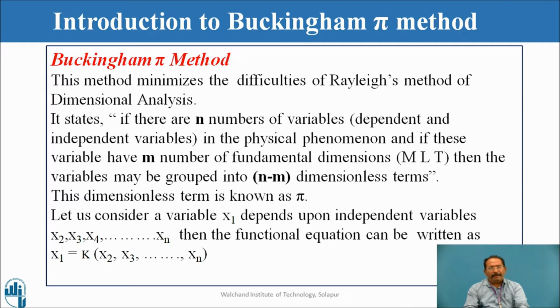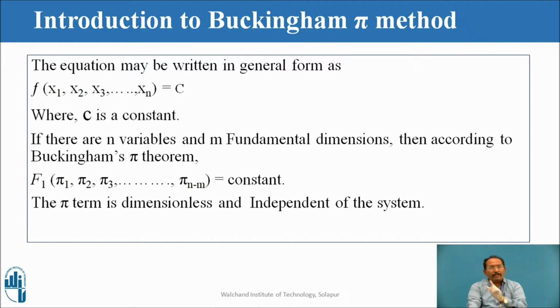Let us consider the similar way of Rayleigh's method and then we will continue with that. Let us consider a variable x1 that depends on the independent variables x2, x3, x4 up to xn. Then the functional equation we can write as x1 is equal to k into the remaining terms. x1 is dependent and all the remaining are independent terms. We can also write a function of all these x1, x2, x3 up to xn is equal to a constant. If there are n variables and m fundamental dimensions, then according to Buckingham Pi theorem, f1 function is equal to pi 1, pi 2, pi 3 up to pi n minus m, because n is the number of variables and m the fundamental quantities, that is MLT. So if n is 7, 8, 5, 6 whatever it may be, minus 3, those are your pi terms. The pi term is dimensionless and independent of the system.